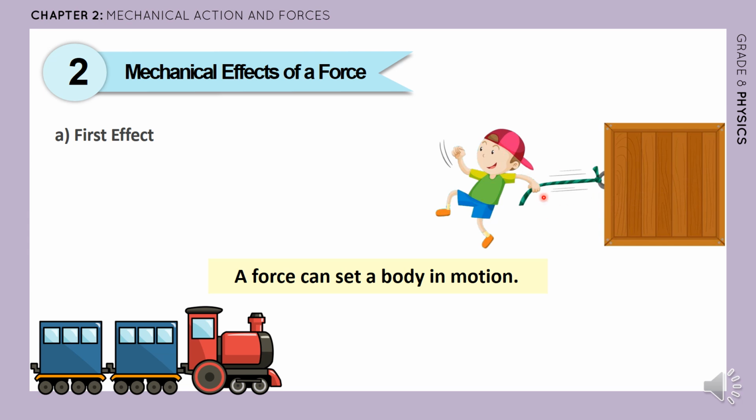So first, before the boy pulled this box, the box initially was at rest. So when the boy pulled this box, it changed its position. So now it's set in motion because it's changing its position with respect to time. And this is what we learned in the first chapter, the motion. So this is about the first effect. The first effect states that a force can set a body in motion.